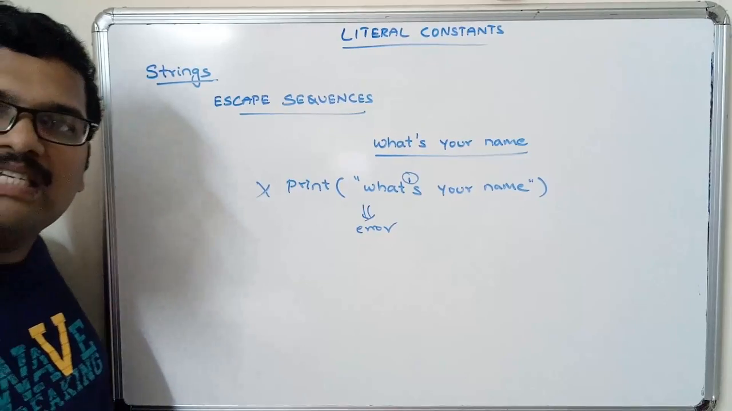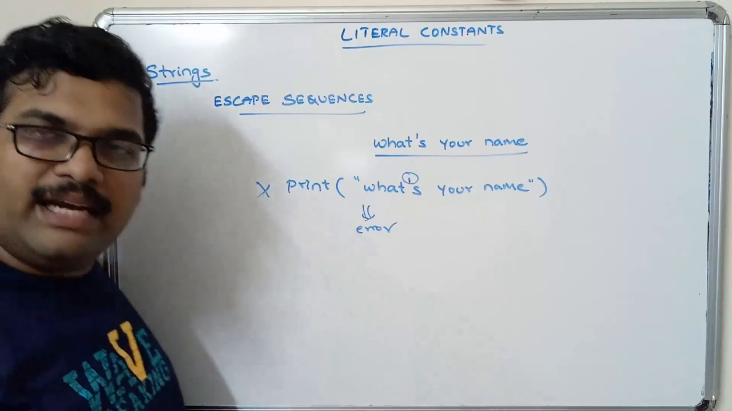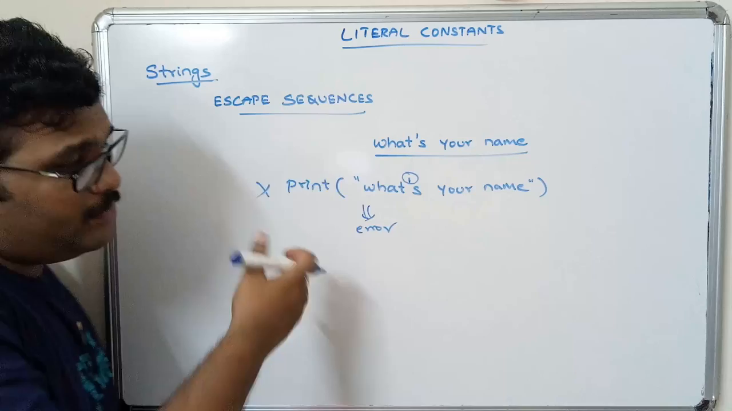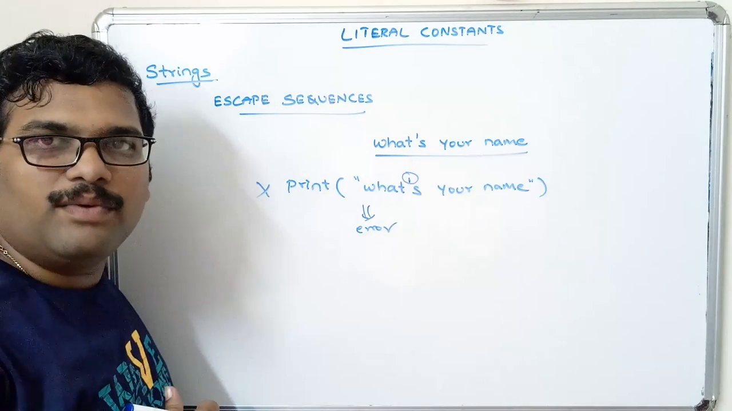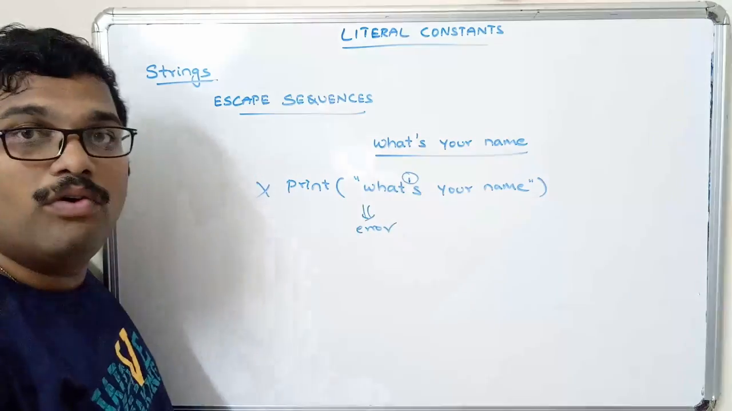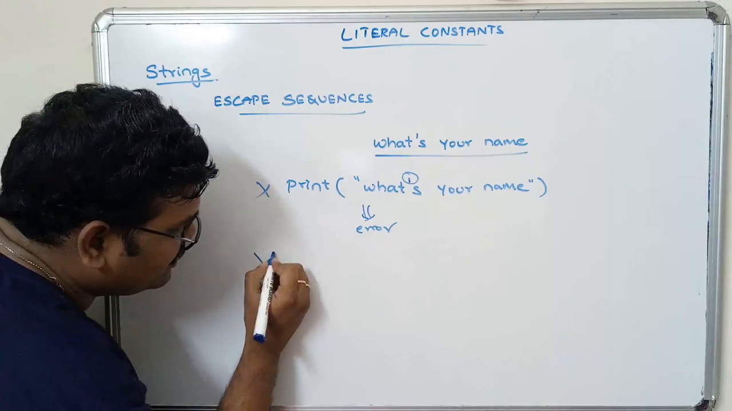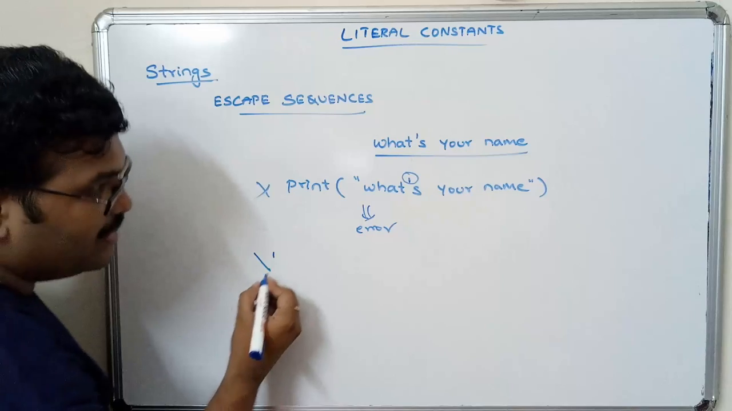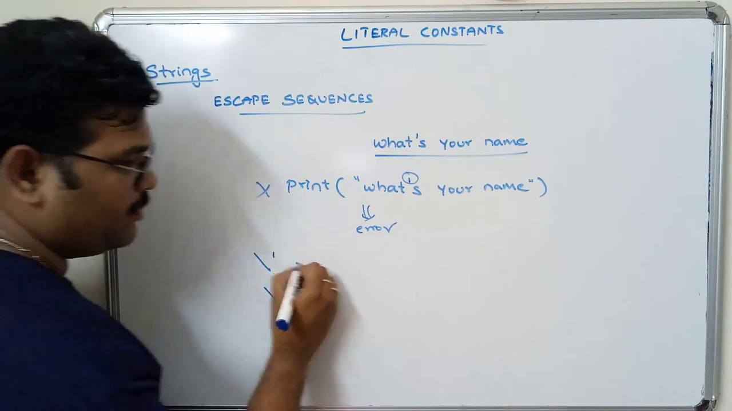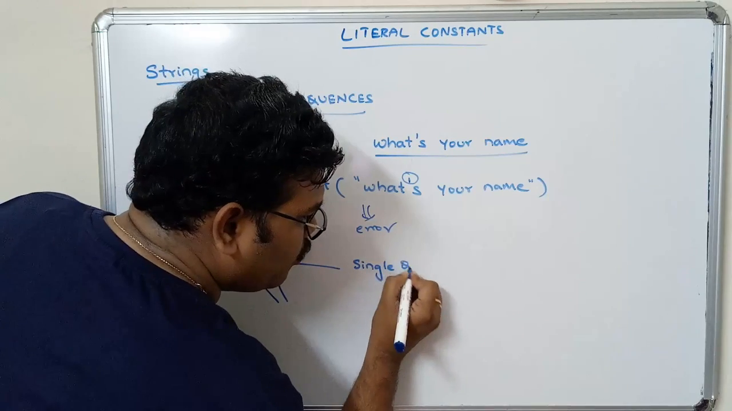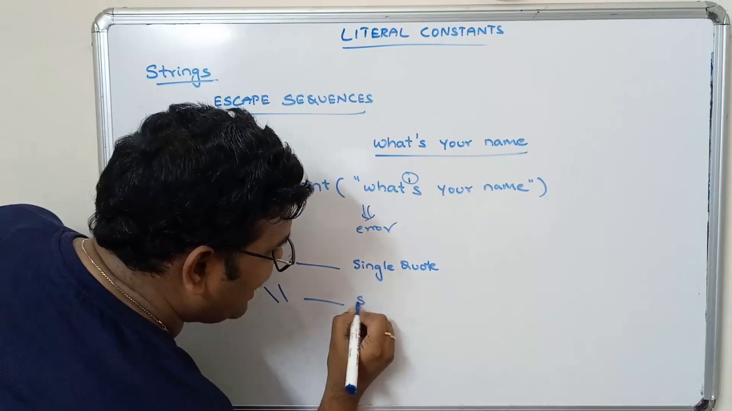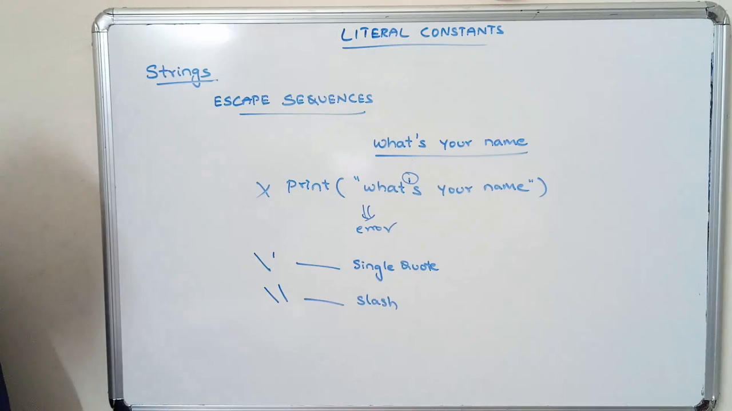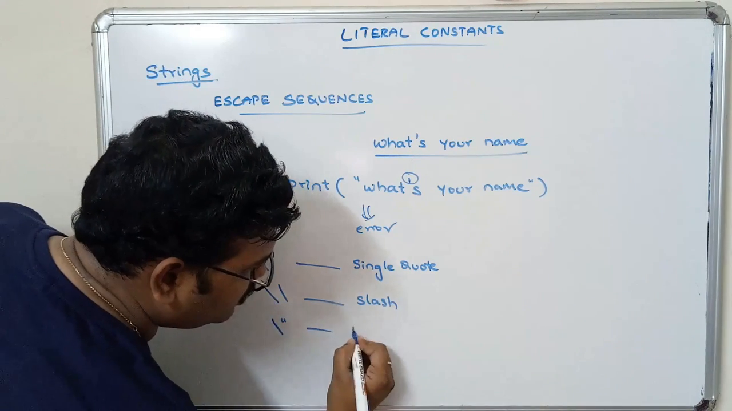In order to print special symbols on the screen, we have to use these escape sequences. We call this backslash constants in our C language. In order to print the single quote, we have to represent that as backslash single quote. A backslash followed by backslash is used to print the slash on the display screen. Then there is backslash double quote.